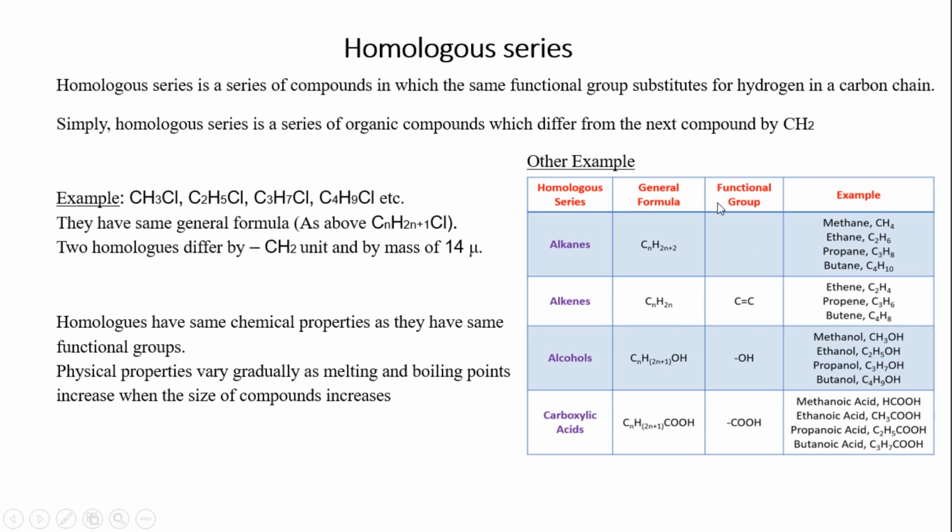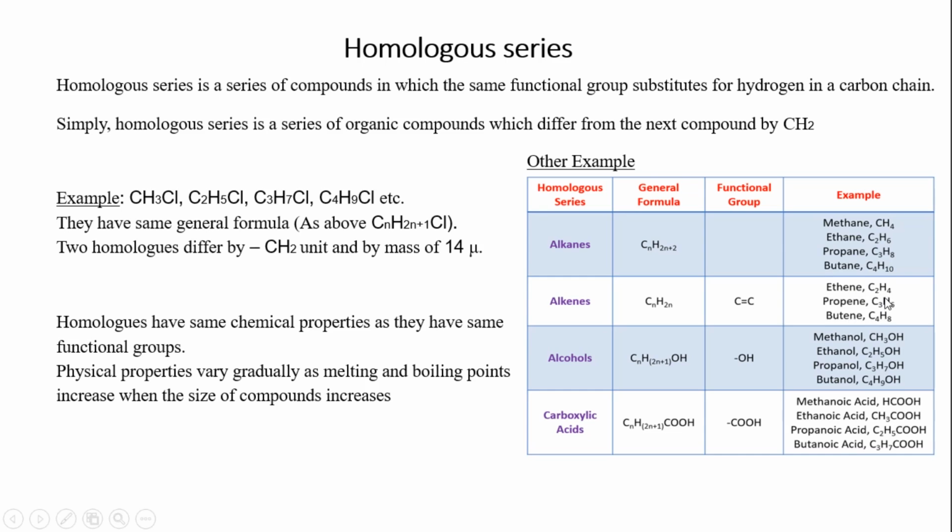So here are some examples of homologous series. Homologous series will basically be related to only one functional group. So the first set is of alkanes. So here is one series, CH4 methane, ethane, propane. This is one homologous series because the functional group is that of a single bond. This is the second homologous series that is related to the double bond: ethene, propene, butene.